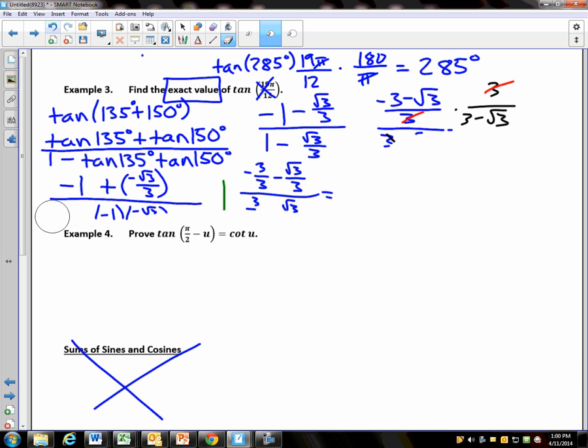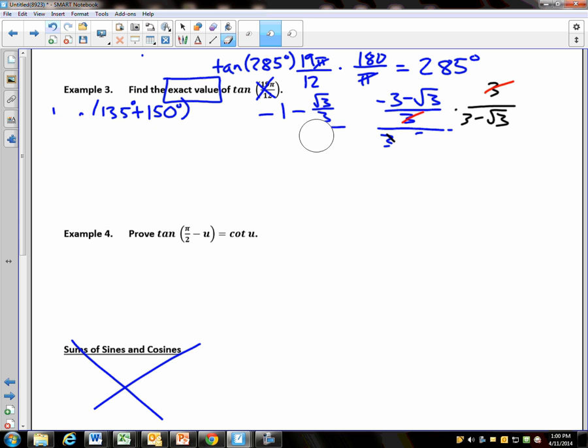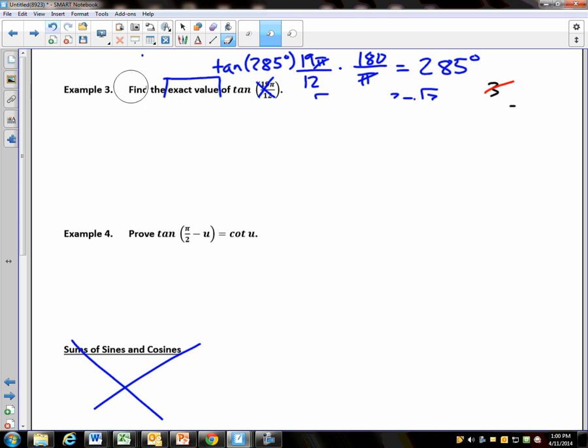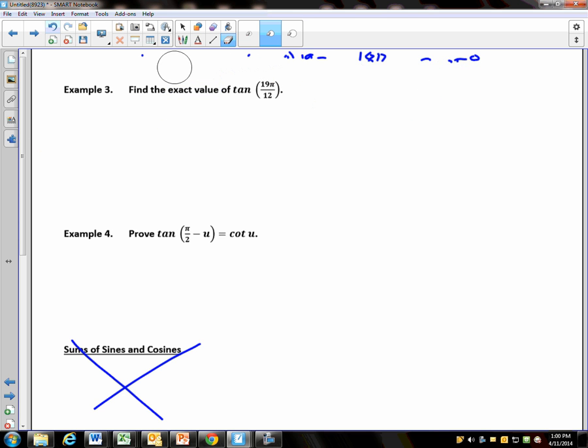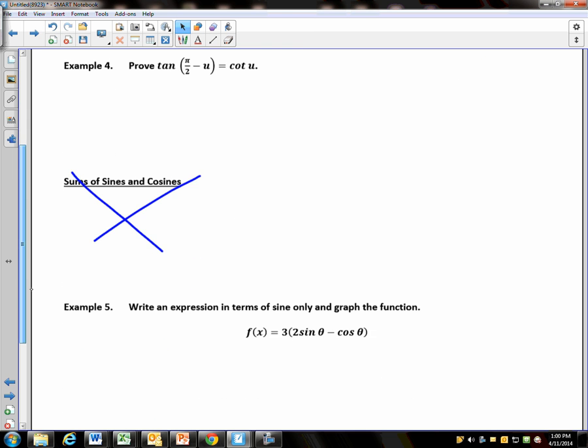This one is a proof, and that might create anxiety for you, but trust me, it's much shorter and much less complicated than what we just did. What we just did was a lot more difficult. We want to prove that the tangent of pi over 2 minus some angle is equal to the cotangent of that angle.